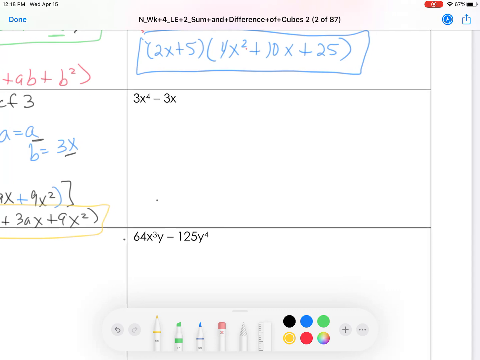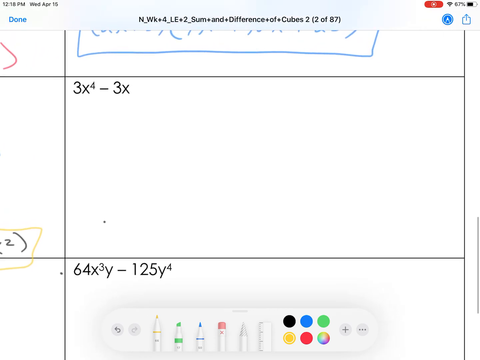Next example, again, we have a GCF, but this time it's a little bit bigger. These terms are both divisible by 3 and by x. We talk about that GCF. We want to take out the greatest thing possible. We want to take out the largest term we can. And then that leaves us with x to the third minus 1.